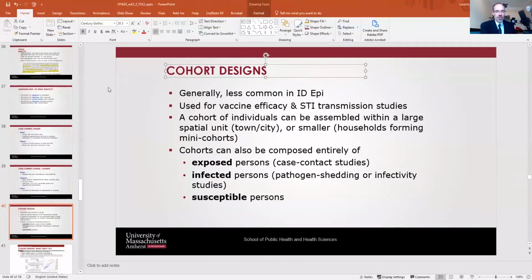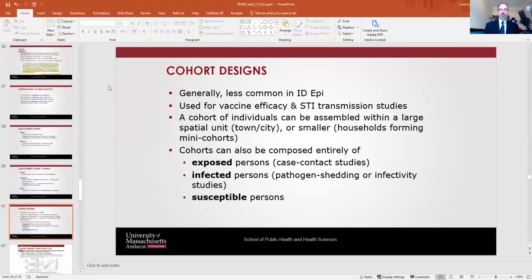Cohort designs are less common in infectious disease epidemiology. You see them a lot for chronic disease exposures and chronic disease outcomes, because they take time. In ID, we often don't have a whole lot of time. We're often dealing with outbreak scenarios, and don't have a whole lot of time to wait around for people to become infected. But that being said, it's not unheard of, especially with things like HIV. They are used for vaccine efficacy and STI transmission studies. Follow cohorts to see if they've been infected with STIs. Again, HIV is potentially one of these.